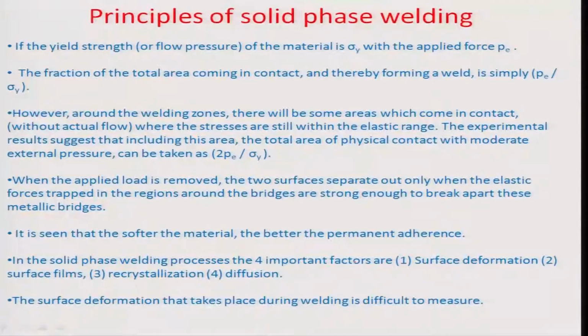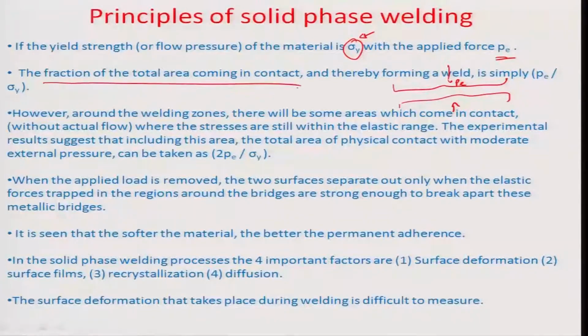So, let us look at the series of events which happen in such processes. If we consider sigma y to be the bulk strength of the material, or let us say the yield strength of the material, and we apply a force P e over these two surfaces which we are bringing close to each other, then obviously the fraction of the area which comes in contact by forming the weld can be easily given by P e by sigma y.